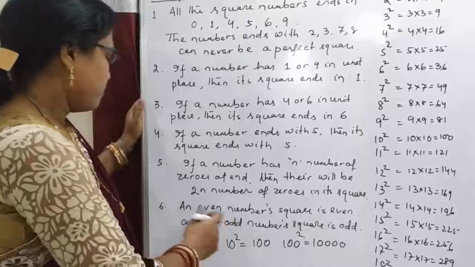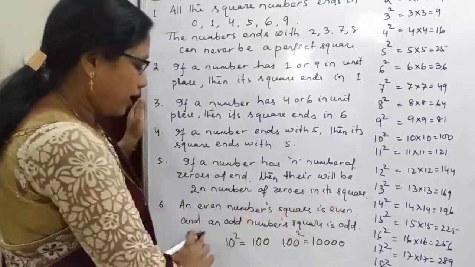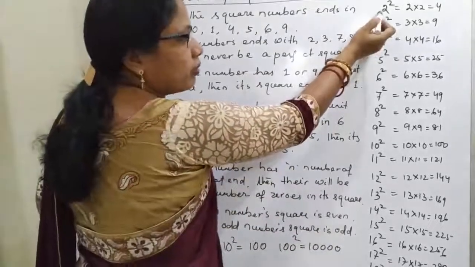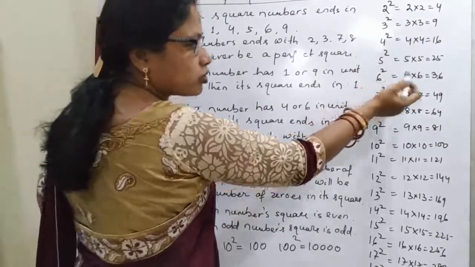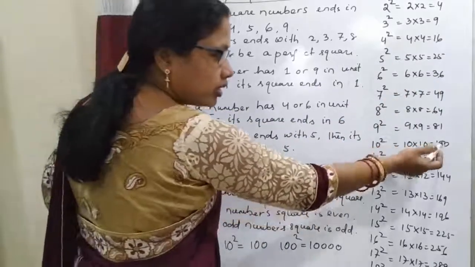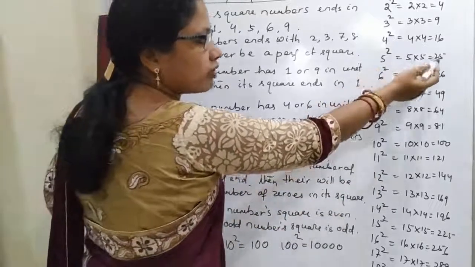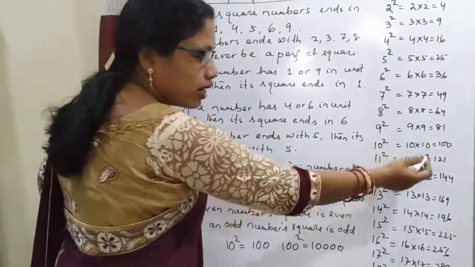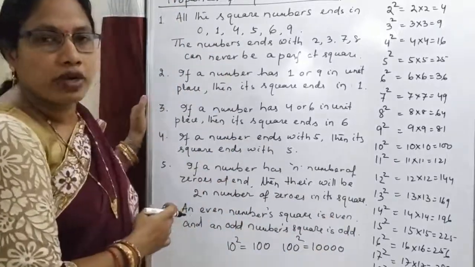Then next property: an even number's square is even and an odd number's square is odd. Here 2 is an even number, so its square 4 is also an even number. 6 is an even number, its square 36 is also even. 10 is an even number, its square 100 is also even. Then 5 is an odd number, its square 25 is also odd. 11 is an odd number, its square 121 is also odd. So these are the properties of a square number.